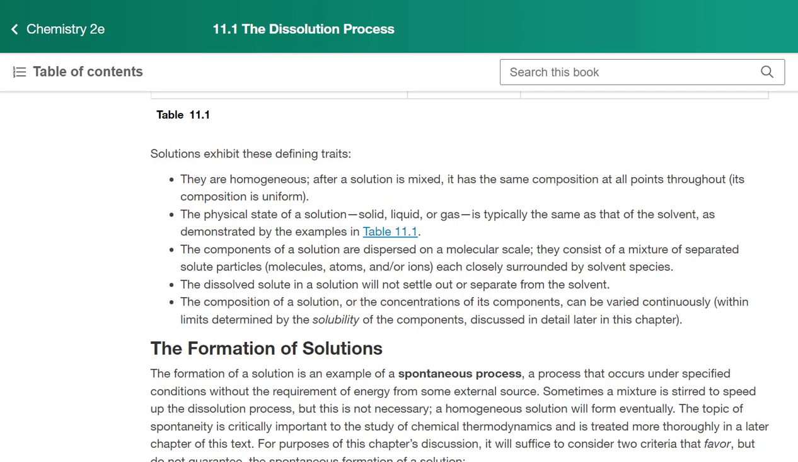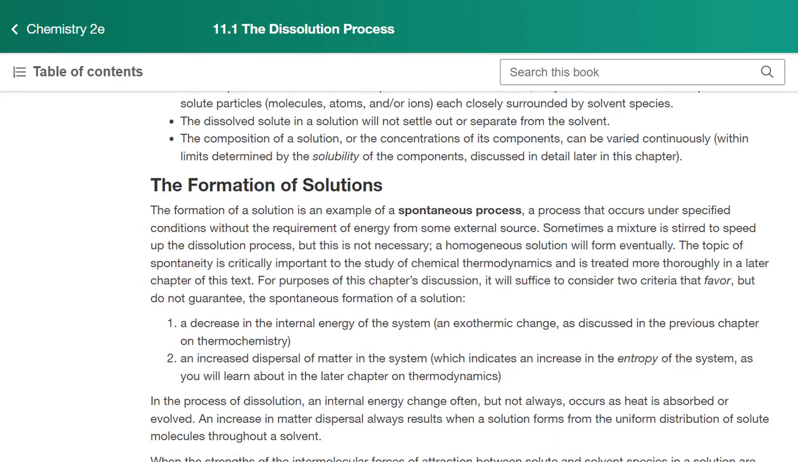And then the composition can be varied. We can change the composition of the solution by having different concentrations. And that's something we've addressed in an earlier module. And we've used the molarity concept, for example, to describe aqueous solutions and measuring concentration for them. Let's talk a little bit about how a solution forms.